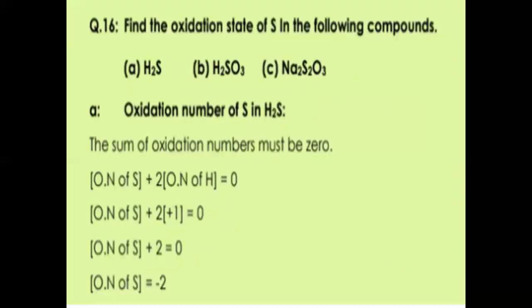Question number 16, we have to find out the oxidation state of sulfur in the following compounds. The method is totally same as we did for the nitrogen atom. We will do the same. So let us take the first part, hydrogen sulfide. Sum of oxidation number must be 0. So oxidation number of sulfur plus, and we have two hydrogen atoms, so plus 2 into oxidation number of hydrogen. One hydrogen is plus 1 and the 2 will give us plus 2. And by shifting it at the other side of the equality sign, oxidation state of sulfur will be minus 2.